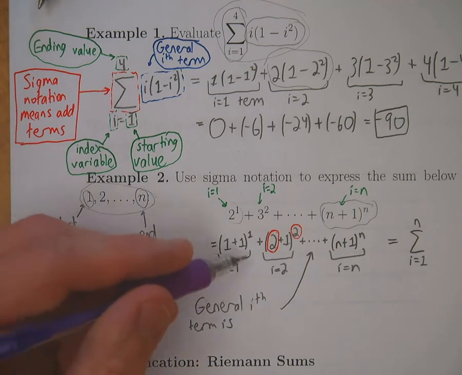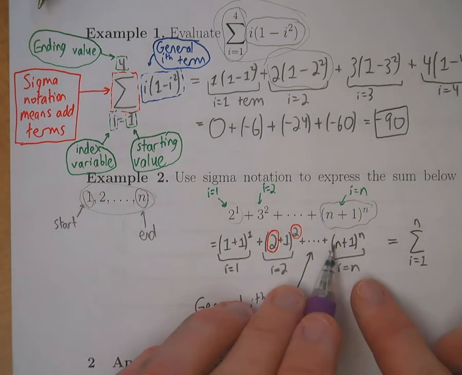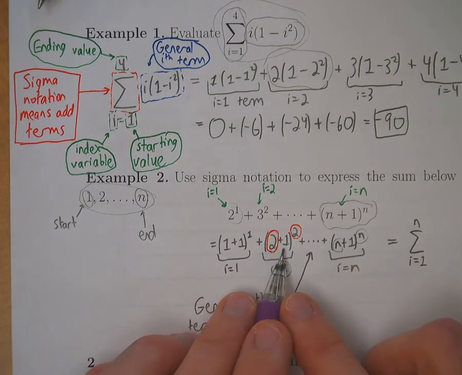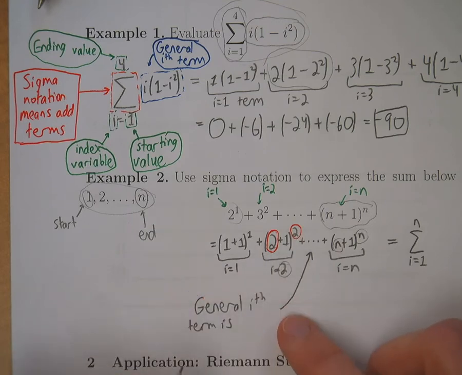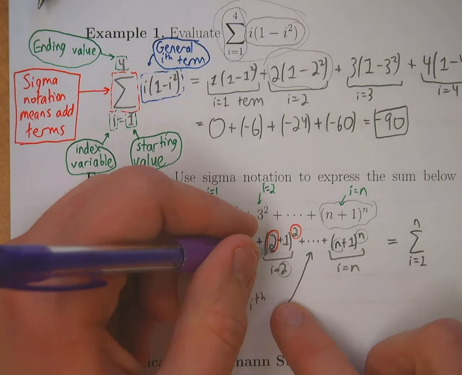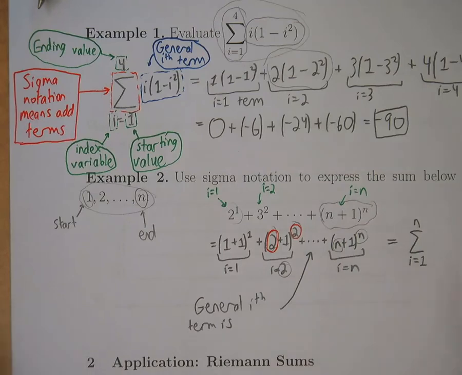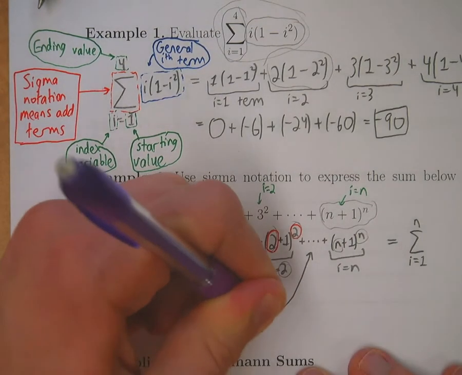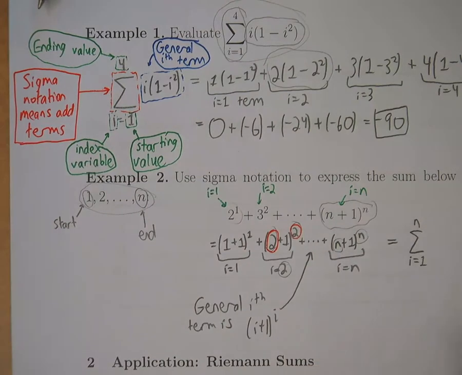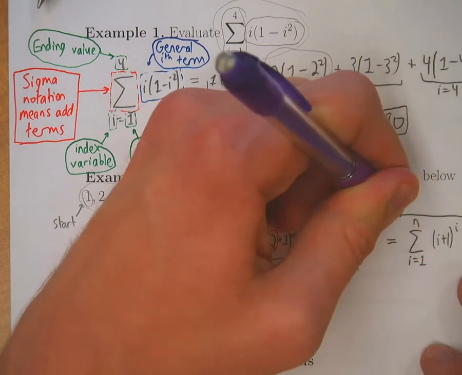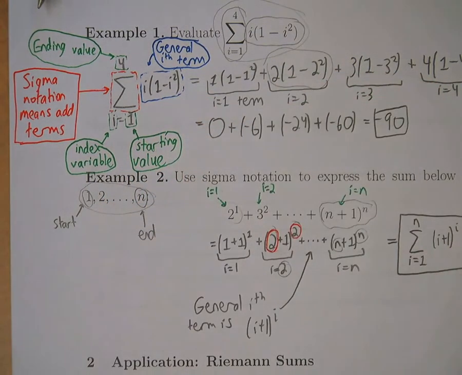Okay. So what you'll notice is that if we let i equals n here, then we have (n plus 1) to the power of n. If we let i equals 2, then we have (2 plus 1) to the power of 2. So like I said, the only thing that seems to change is this number here as well as this number here. So what that should tell you is that the general ith term should look like (i plus 1) to the power of i. So your summation is then going to look like the sum of (i plus 1) raised to the power of i. So that's example 2. So any questions on that?